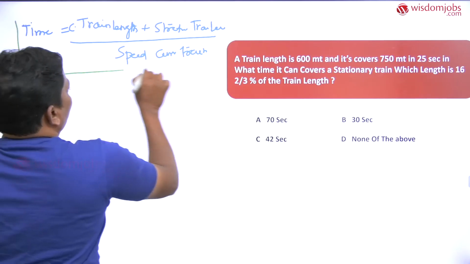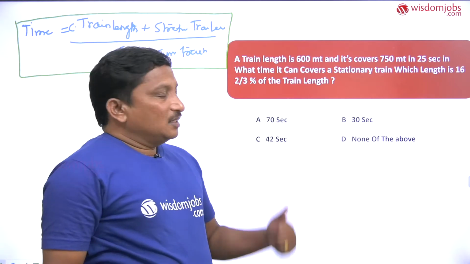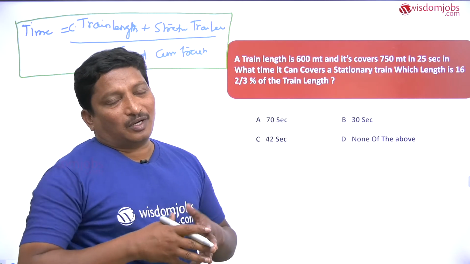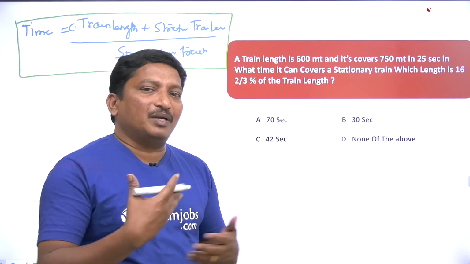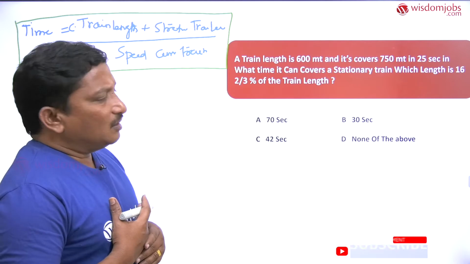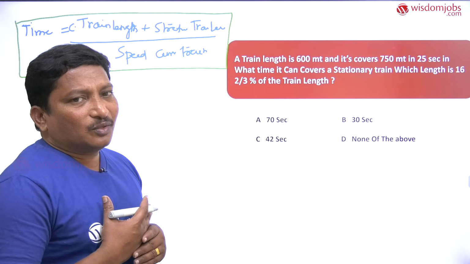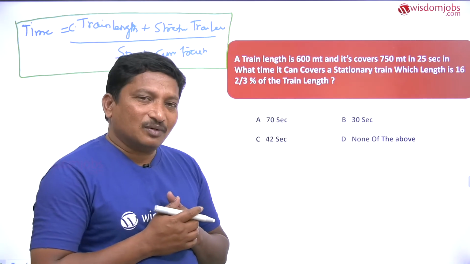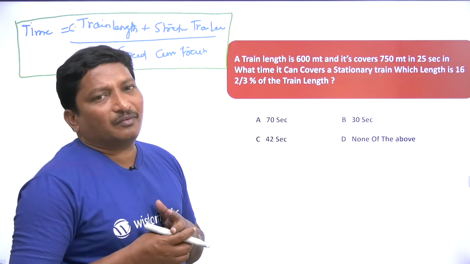This is the formula to find the time: the current train length plus the stationary train length, divided by the speed. The train length is given as 600 meters, so you have to find the stationary train length, which is not moving. The speed is given indirectly: the train covers 750 meters in 25 seconds, which means it covers 30 meters every second. So you have to find the speed of the vehicle, 30 meters per second.